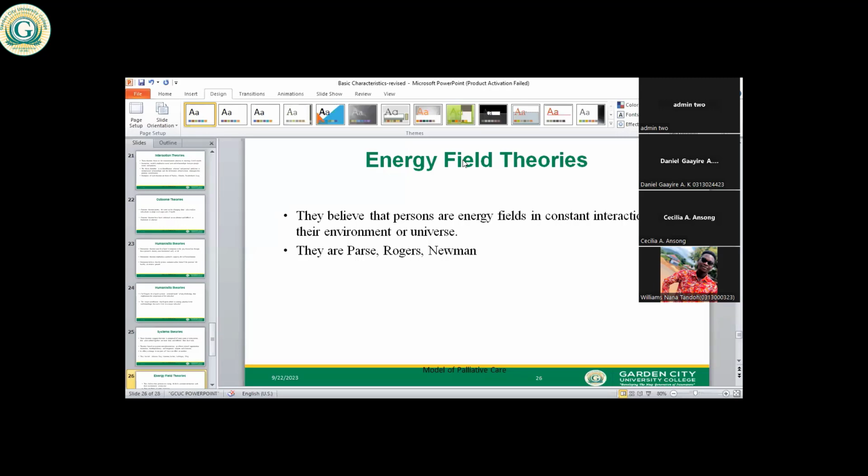And as energy fields, we are in constant interaction with the environment. So when there is a break in any of the fields, it can bring about ill health. So theories that believe that persons are energy fields in constant interaction with their environment or universe, we can classify as energy fields theory. A typical example we have is that of Carl Rogers and Betty Neuman. We'll look at the theories and then we will appreciate these better.